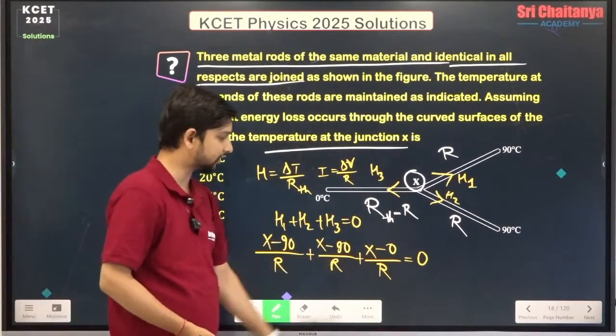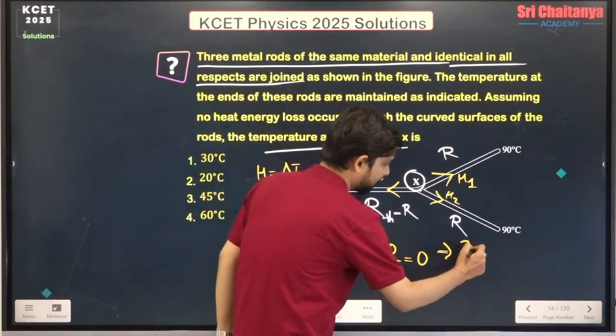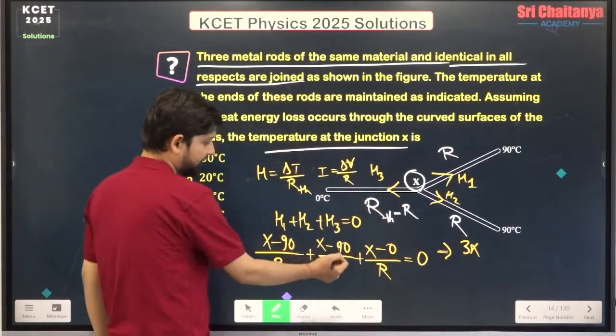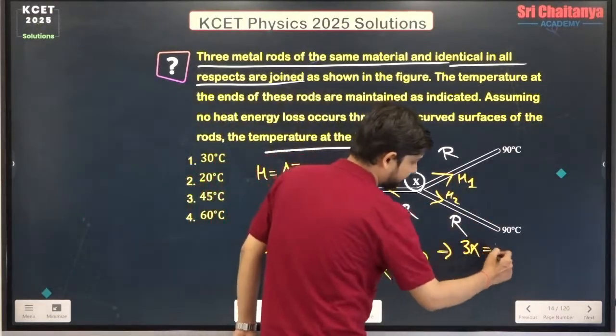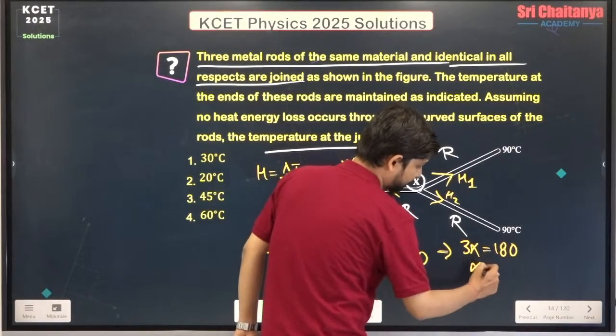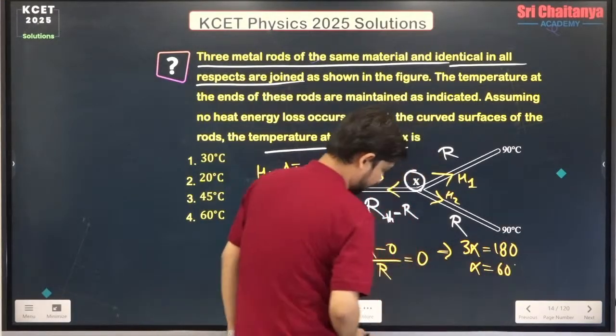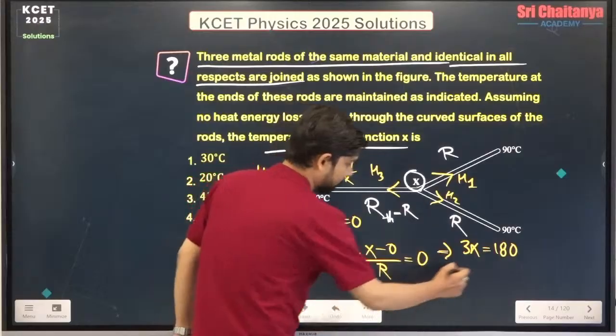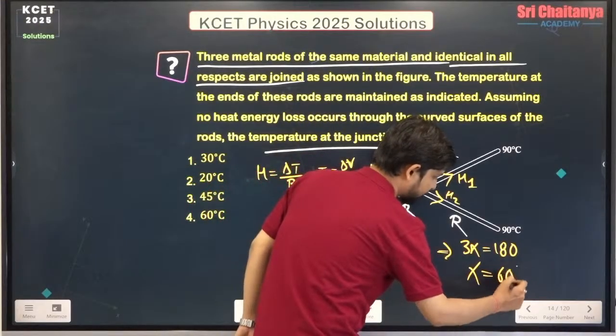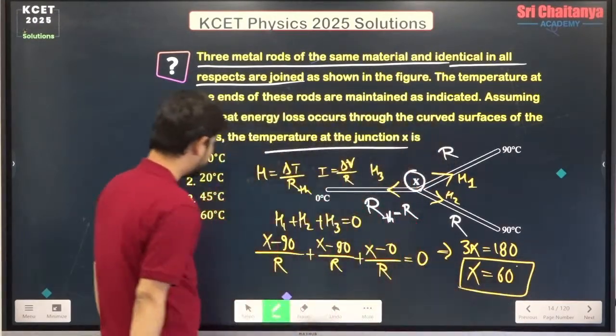You will find that this is going to be X plus X plus X. It is going to be 3X minus 90, if you transpose that value there, so it is going to be 180. So from here you will find that X is 60 degree. This is X. X is equal to 60 degrees centigrade. The answer is 60 degrees centigrade.